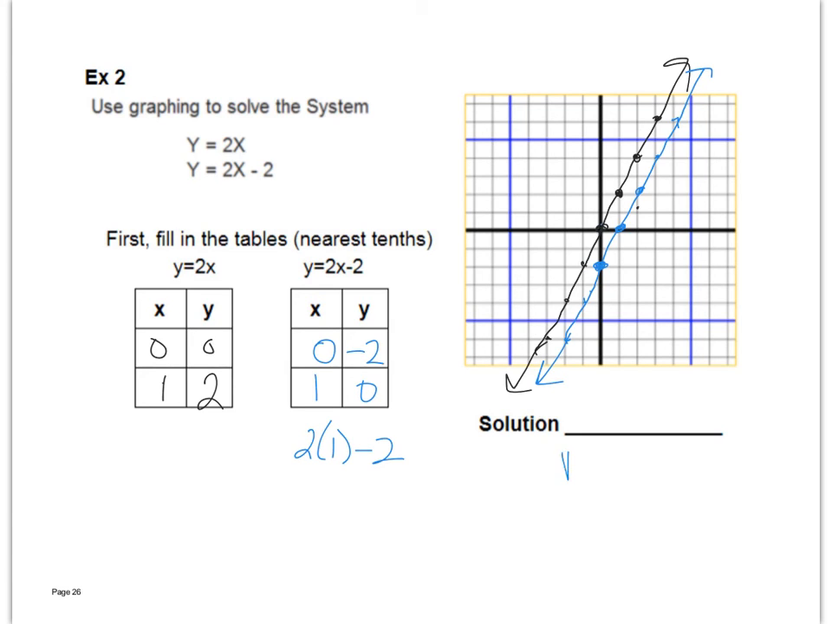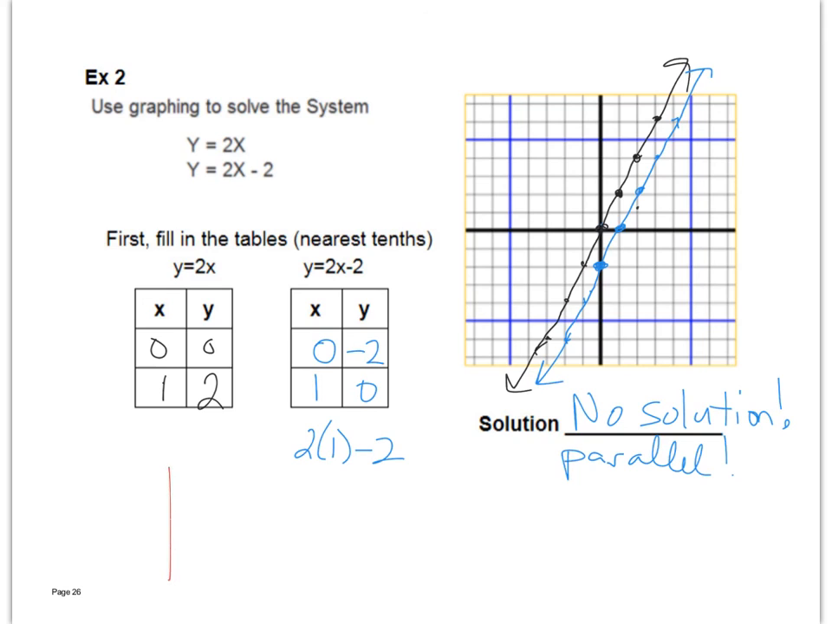That's called parallel lines. These lines are parallel. There is nowhere where they intersect. So there is no solution. There is no point that they both have. There is not a solution to this problem. They do not intersect. There is not a point that both equations share.